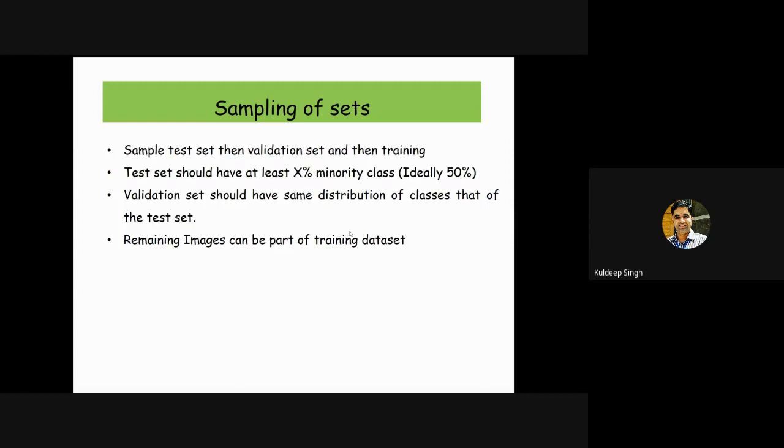Then the validation set should also have the same distribution of classes as the test data set. If the test data set has 50% of minority classes, the validation data set should also have 50% of minority classes. And the remaining classes we can make a part of the training data set. So that's the methodology of sampling of sets.